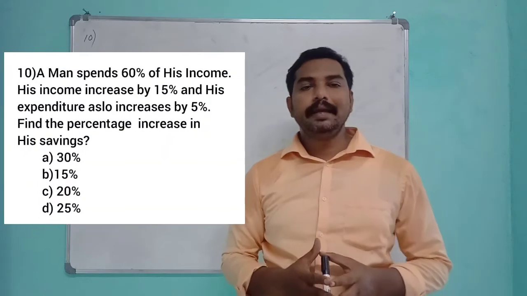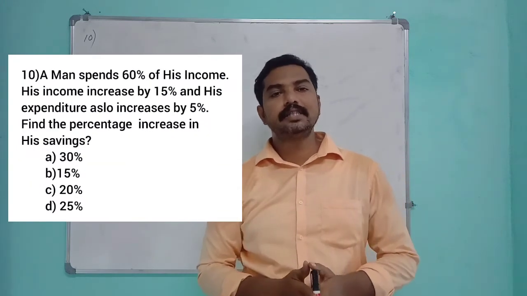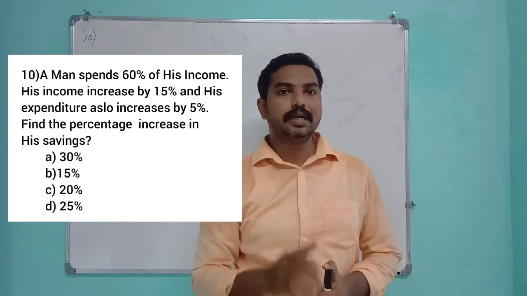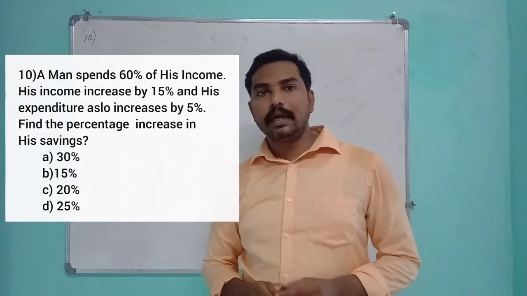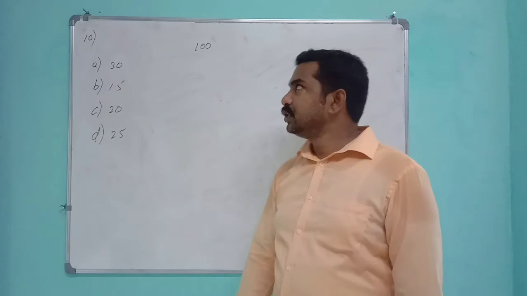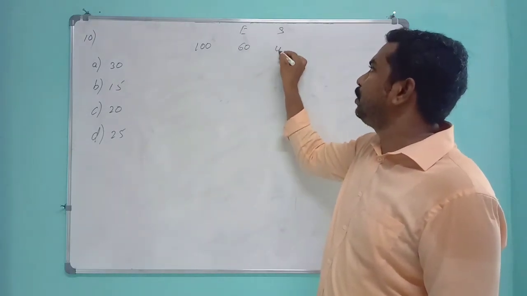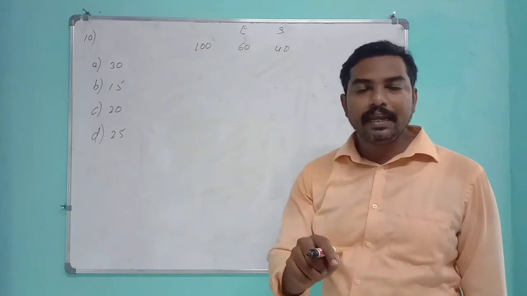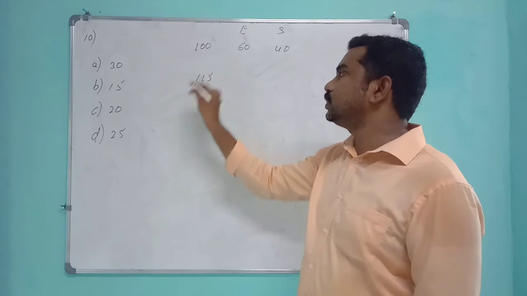See question number 10 here. A man spends 60%, his income increases by 15%, and his expenditure also increases by 5%. Now he is asking what is the increase in his savings. So now let us consider his salary is 100. His expenditure is 60, meaning his savings should be 40. His salary is increased by 15%, so if we add 15 to 100, the new salary is 115.